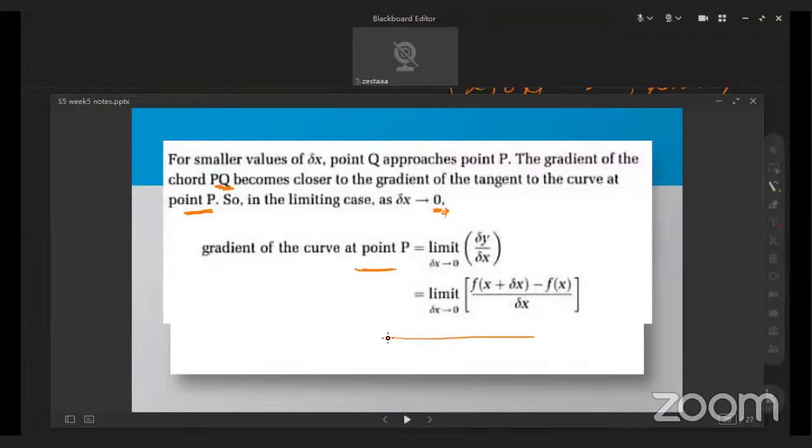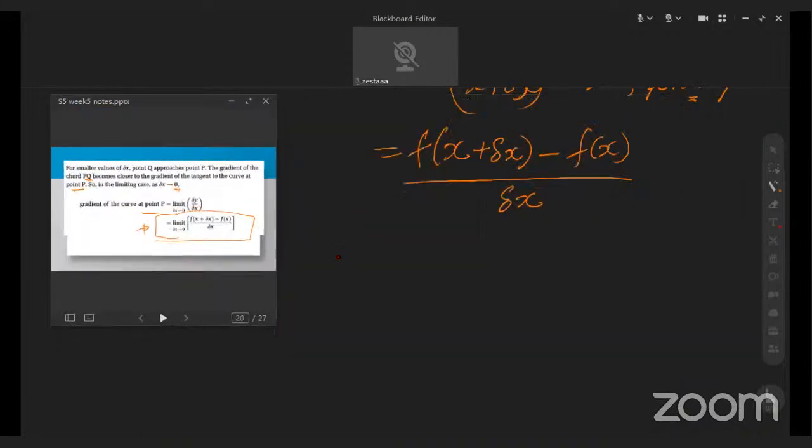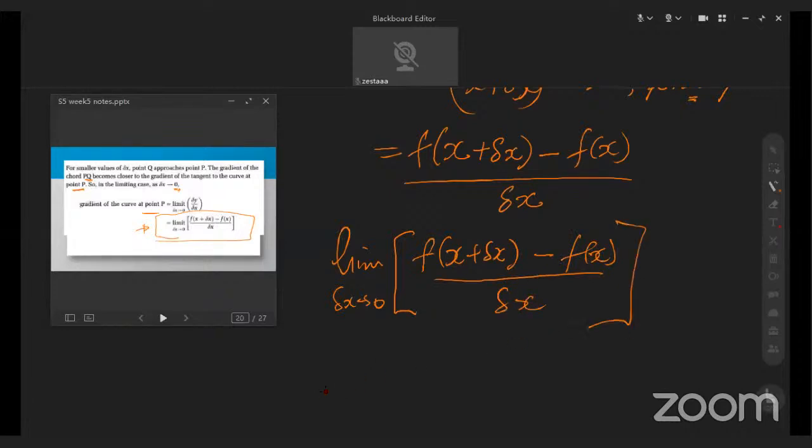And at the end of it all, this will be our final equation when you're working from first principles. Okay? So we say the limit as small change in x tends towards zero, which we saw in our previous working, of f of x plus small change in x minus f of x, all over small change in what? Small change in x. So this will be the formula that we shall be using when you're working from first principles.